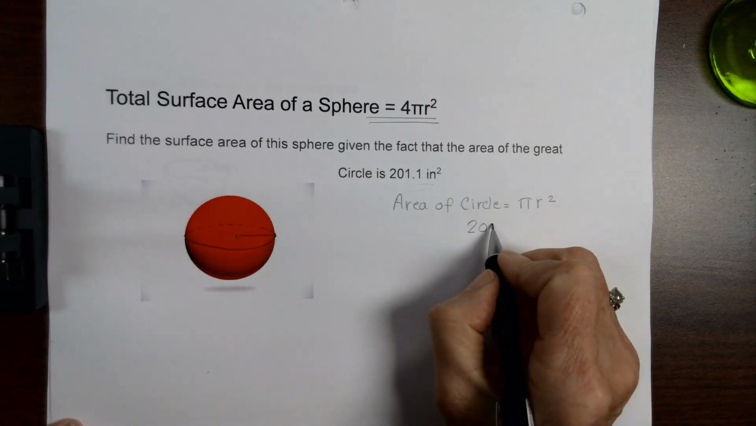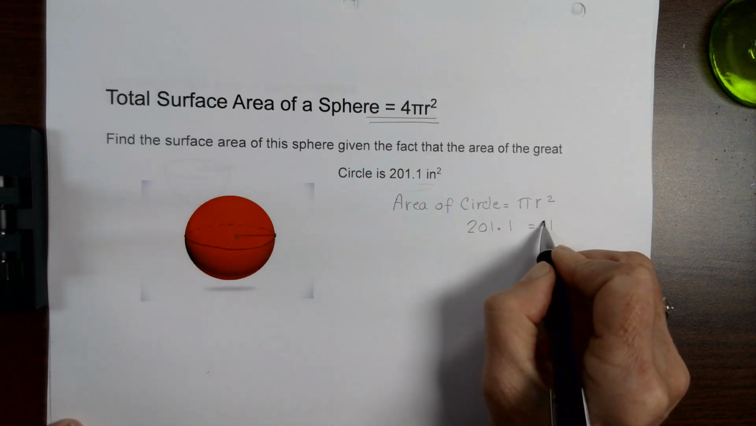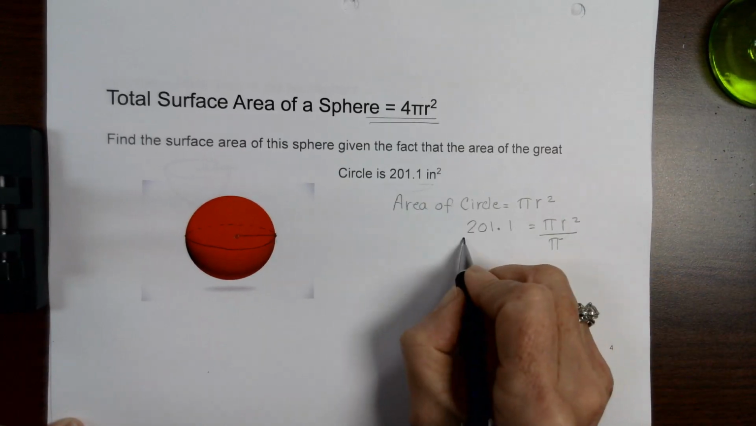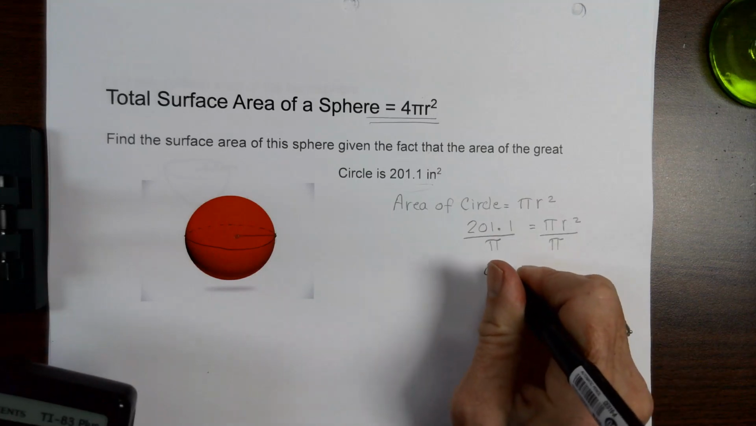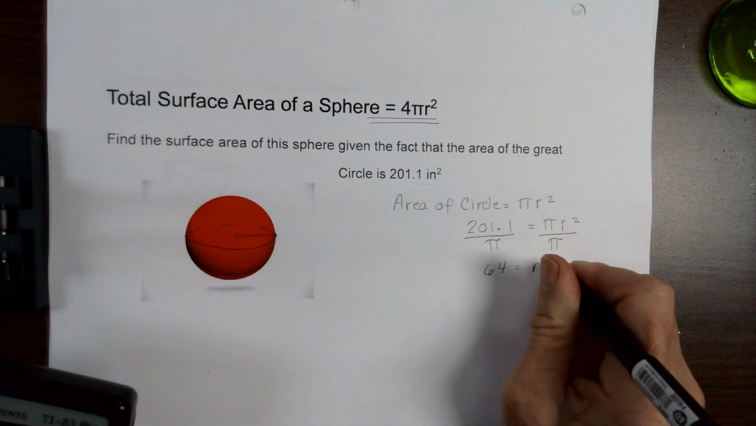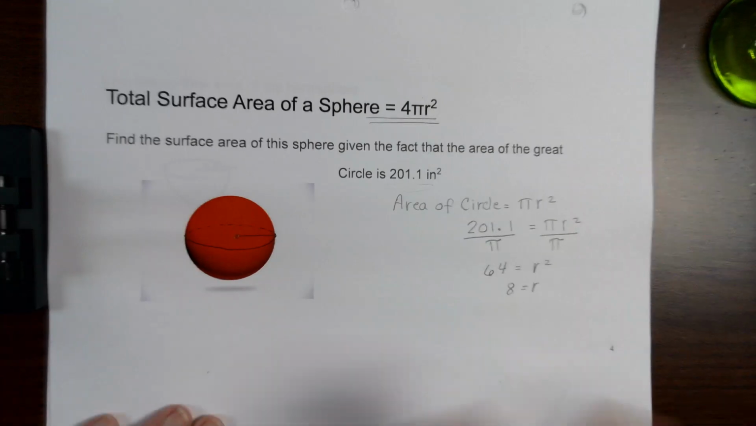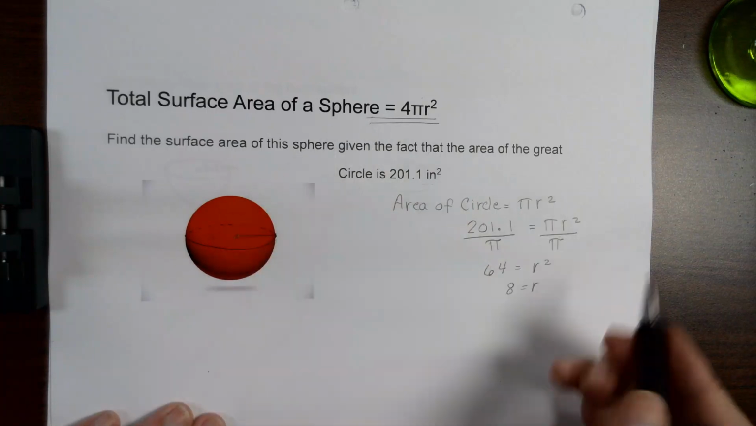So if the area of a circle is 201.1 inches, and it's equal to pi r squared, I'm going to solve for r, so I'm going to divide both sides by pi. So I have 201.1 divided by pi. It's going to give me approximately 64, which is equal to the radius squared. So the radius is going to equal 8. Okay, so the radius of the great circle is 8, which is also the radius of the sphere.